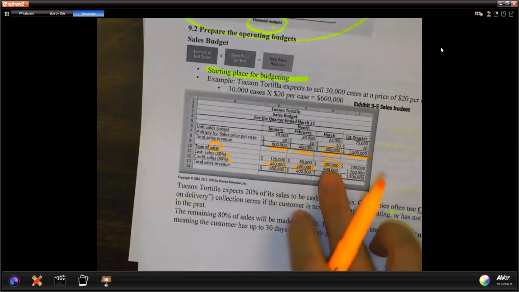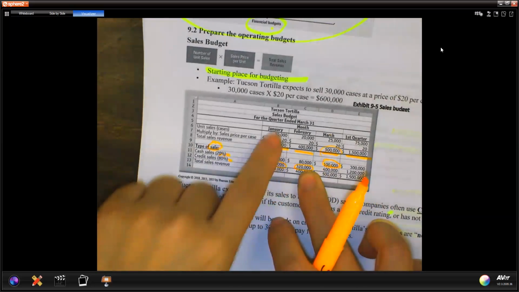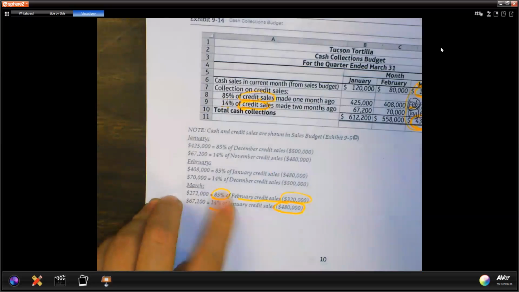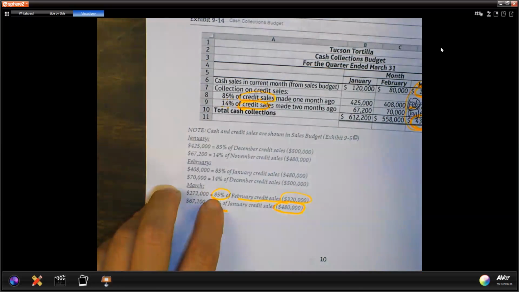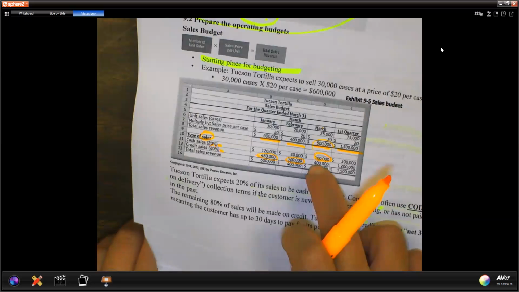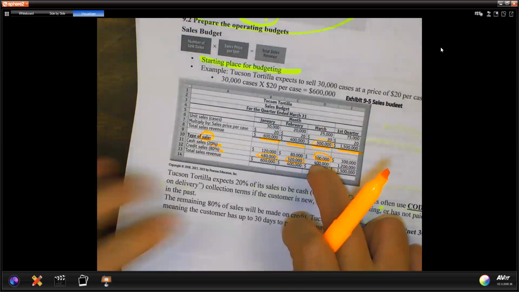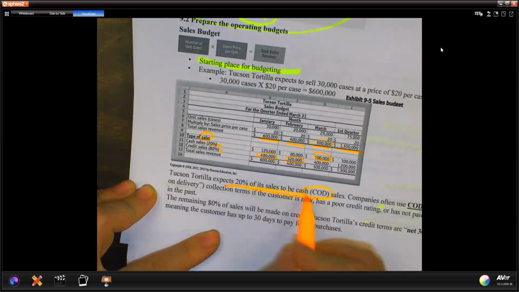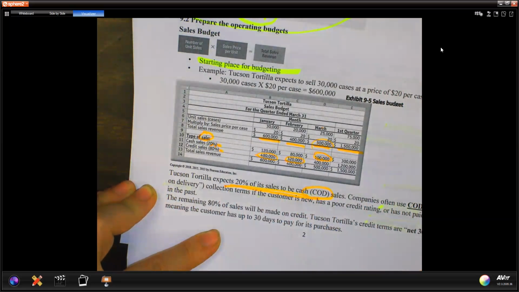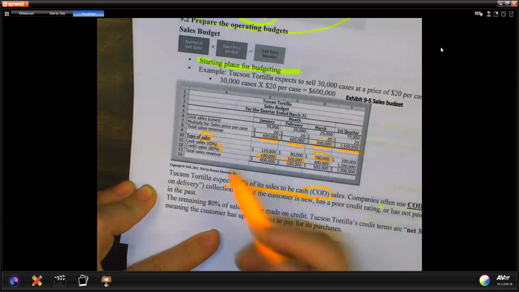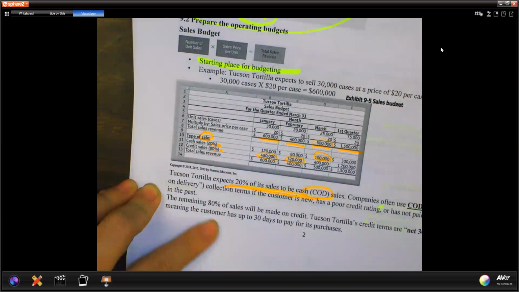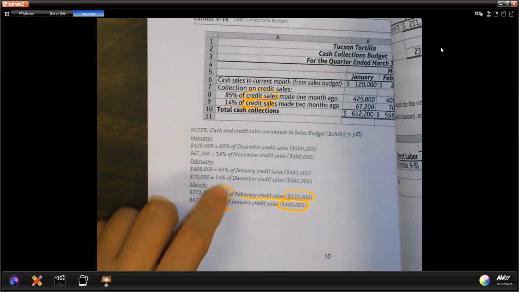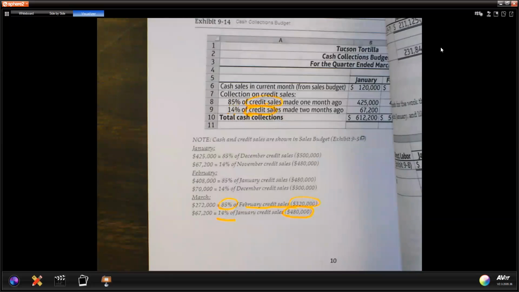So this is the first part. We made our sales budget. We link our sales budget with our cash collection budget, so make sure you know those connections, okay? The company said 20% will be sold as cash, so you got 20%, and 80% will be credit sales. And then you collect your credit sales over different amounts.